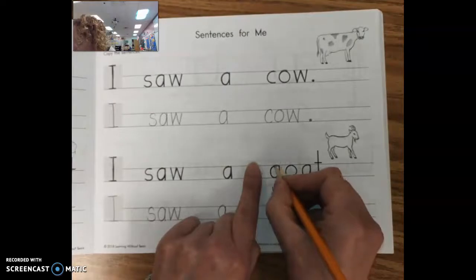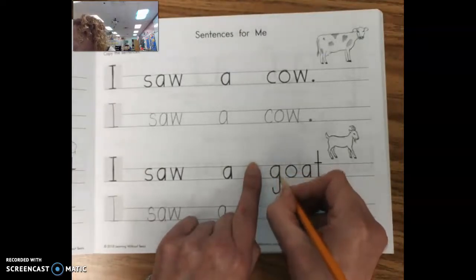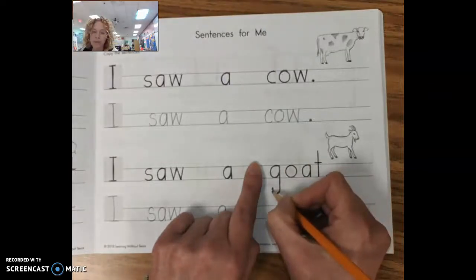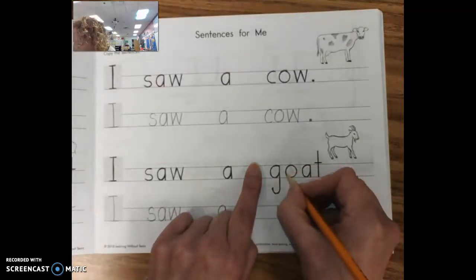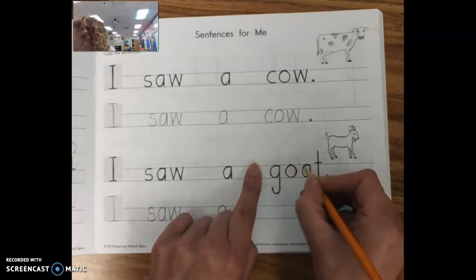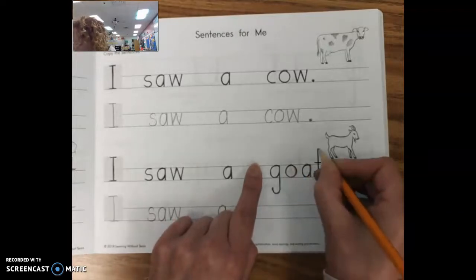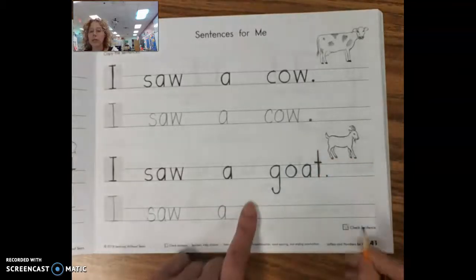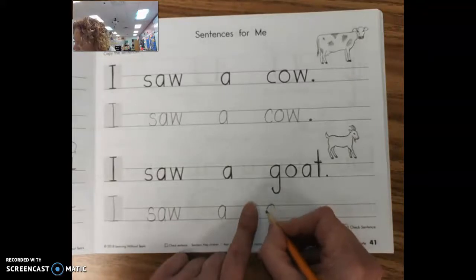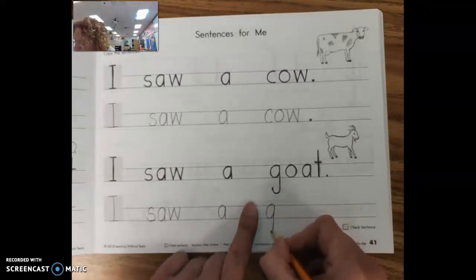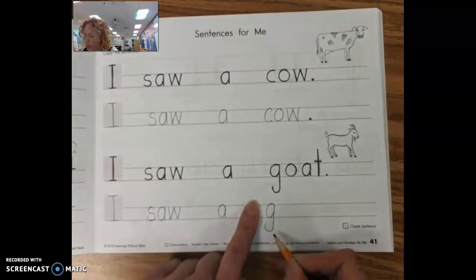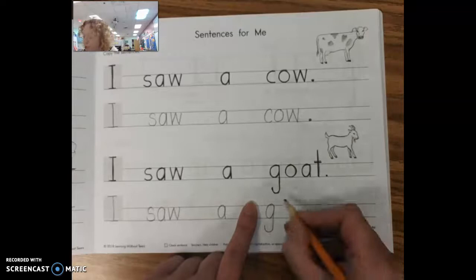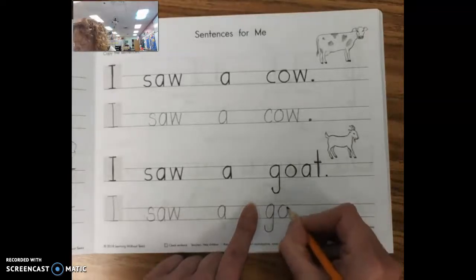Now remember, G is a descending letter. It has to go down below the line. Do you see that? And then O is small, the A is small, and a tall T. The T is the tall one. Okay, so now we're going to do it down here. Make sure you're showing me that this G is falling below the line. Okay, I saw some of your work and I noticed that your G's weren't below the line. So make sure if it's not correct that you fix it.